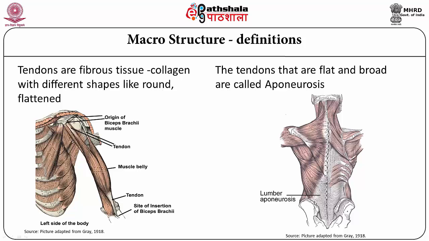In the lumbar region of the body, on the back side, there is a big aponeurosis, and that is called lumbar aponeurosis. From this aponeurosis, muscles like latissimus dorsi and erector spinae originate.